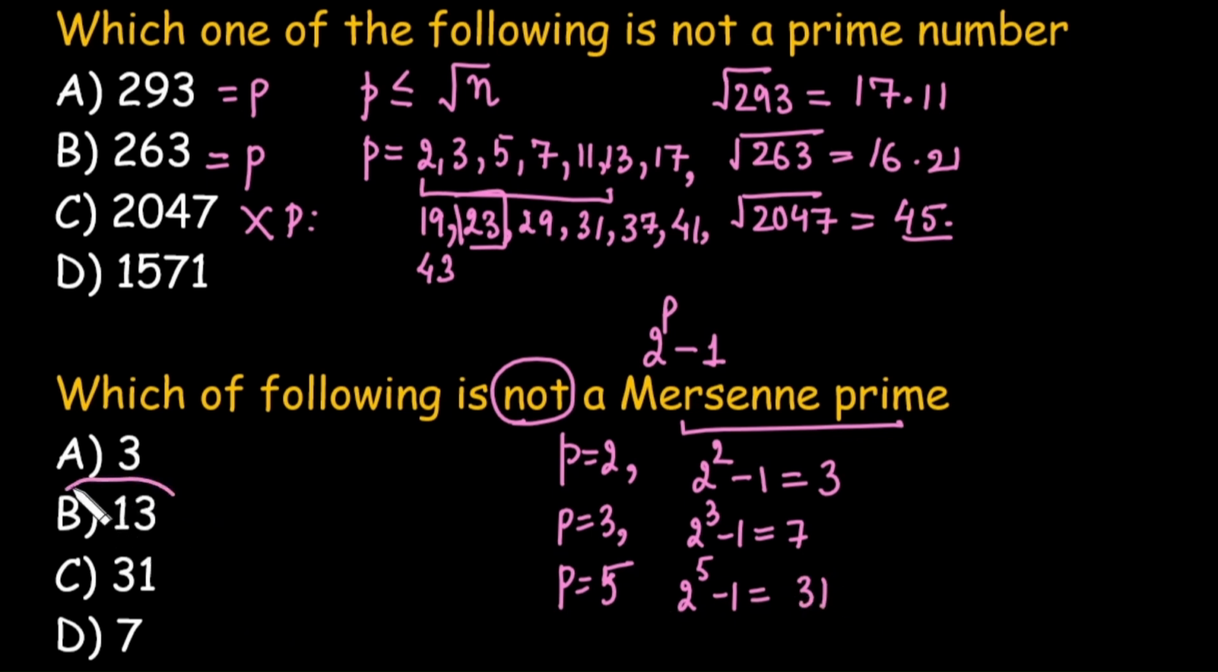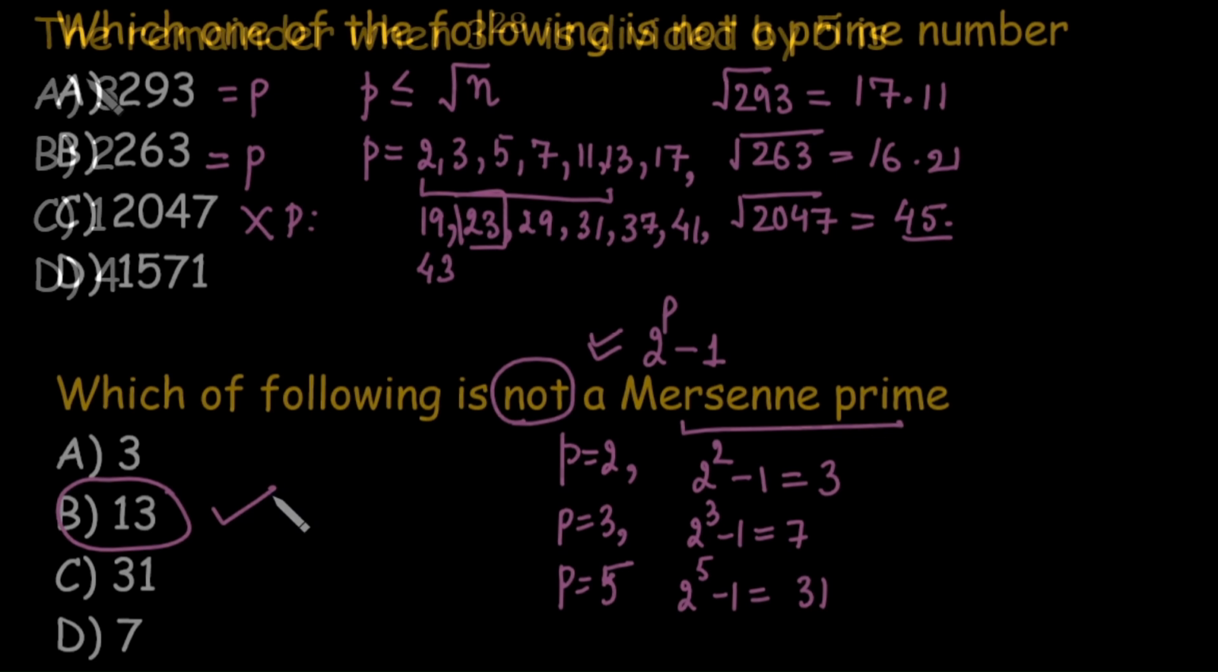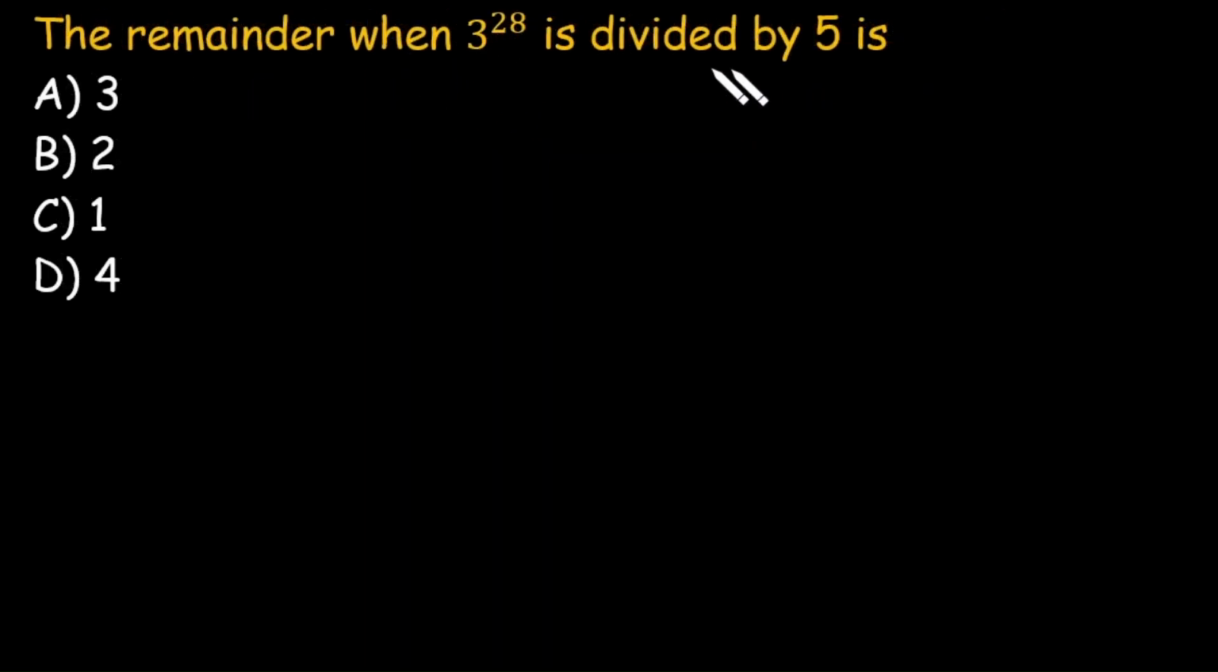It means 13 cannot be expressed in this form where p is a prime. Hence b is not a Mersenne prime number. Next, what is the remainder when this number is divided by 5? Now we are going to deal with the congruency. How to solve this question with the help of congruency?